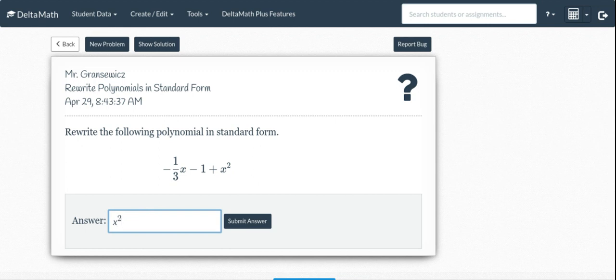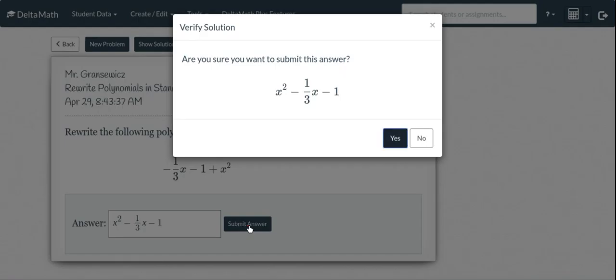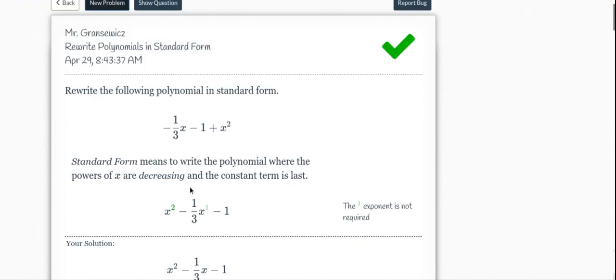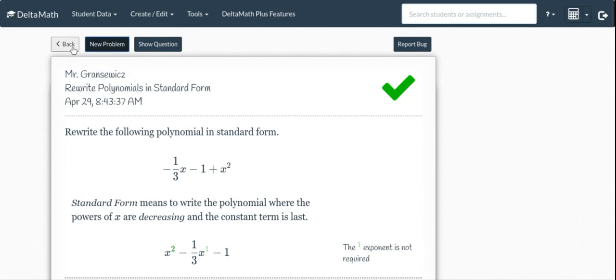And then minus 1/3. Oops. Minus 1/3 x, and then minus 1. And that's it. That's all you got to do for writing in standard form. Make sure you're doing decreasing order of powers. Okay, it says it right here too. Okay, so that's how to write it in standard form.